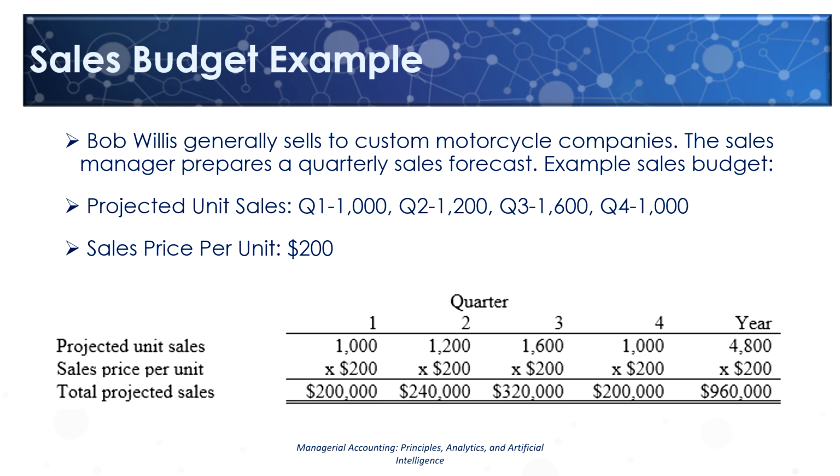This slide gives us an example. Bob Willis expects quarterly unit sales to be 1,000 units in quarter 1, 1,200 units in quarter 2, 1,600 units in quarter 3, and 1,000 units in quarter 4. The sales price is $200 per unit. So sales revenue is calculated each quarter as units times price. This becomes the starting point for all other budgets.